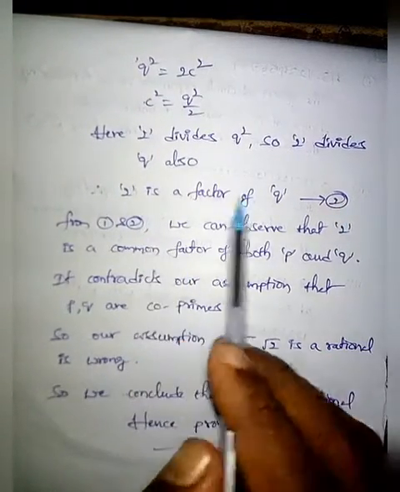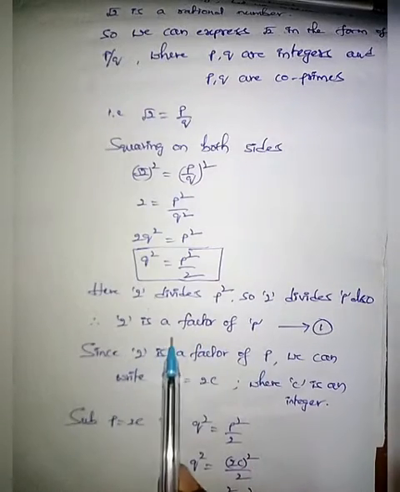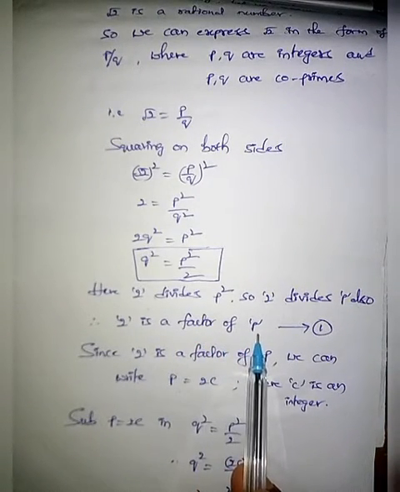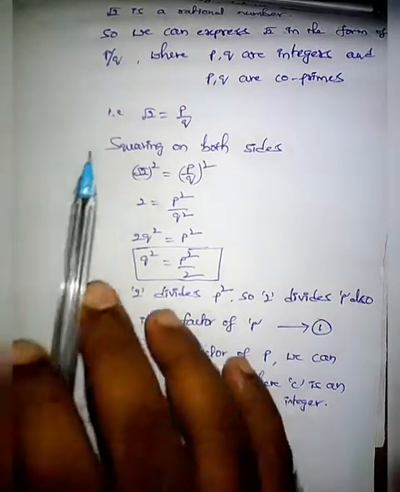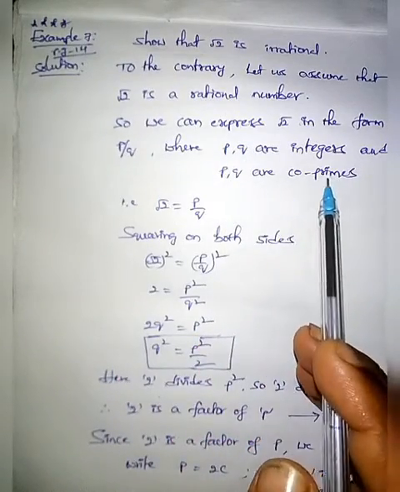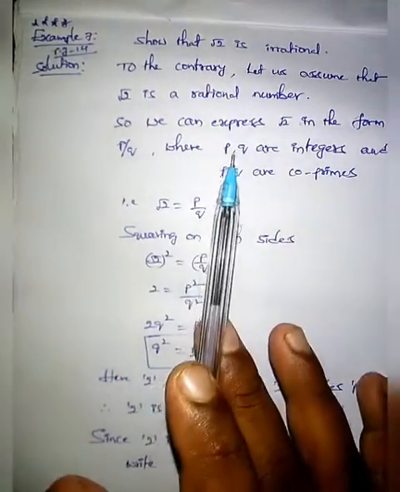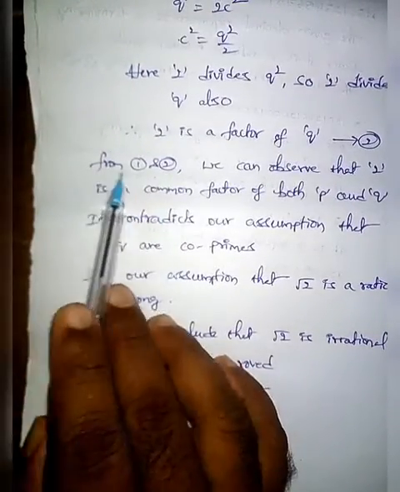So children, you observe that in equation 2, 2 is a factor of q, and in equation 1, 2 is a factor of p. That means p and q have a common factor 2. But at first we assumed that p and q are co-primes. Co-primes means there is no common factor other than 1. But here we got 2 is a factor of p and 2 is a factor of q. That means 2 is a common factor of p and q. So I wrote the conclusion here.